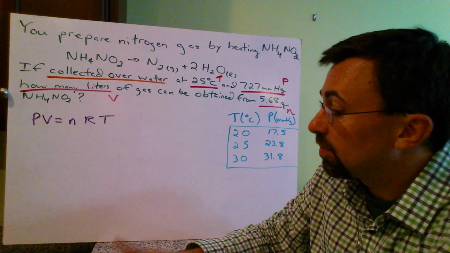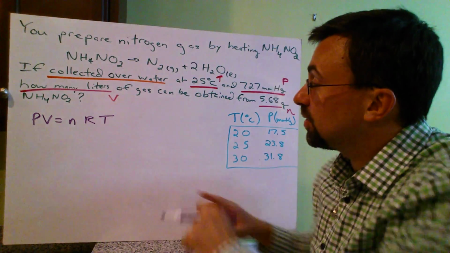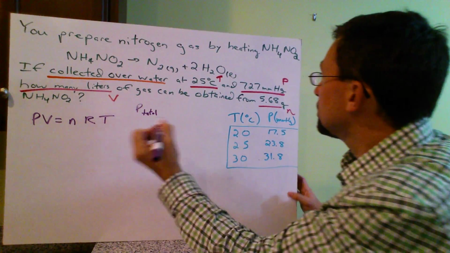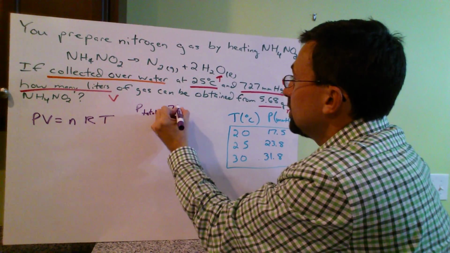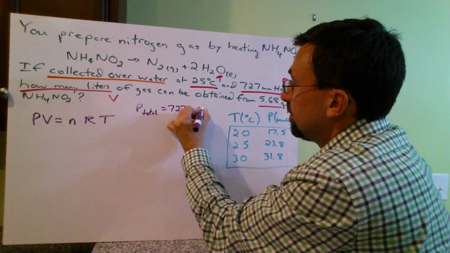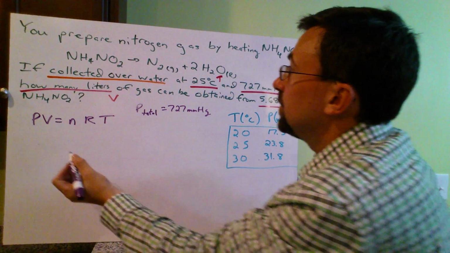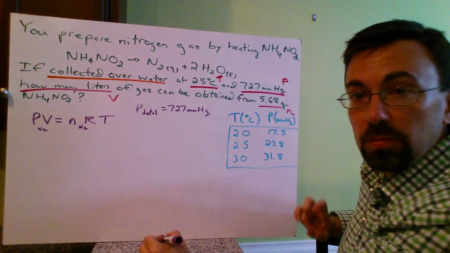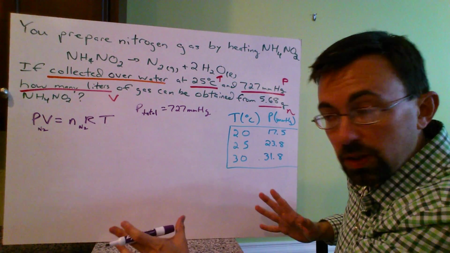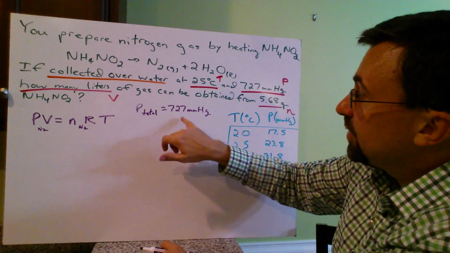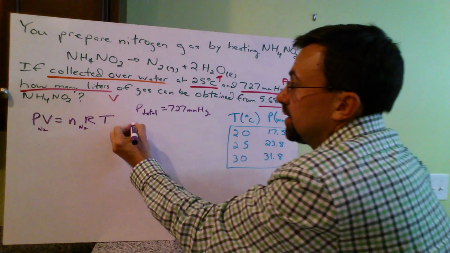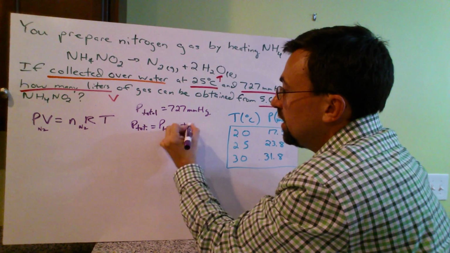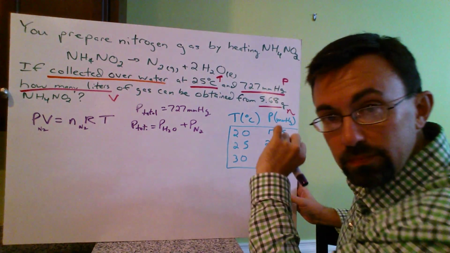The trick here is the collected over water. Because the pressure we're given is our total pressure, the 727 millimeters of mercury, and we want the pressure of nitrogen, going back to the idea of partial versus total pressures. So how do I do that? Well, I'm going to have to subtract out the water, because what we have to realize is when we collect over water, we get water vapor in there as well as whatever new gas we're making.